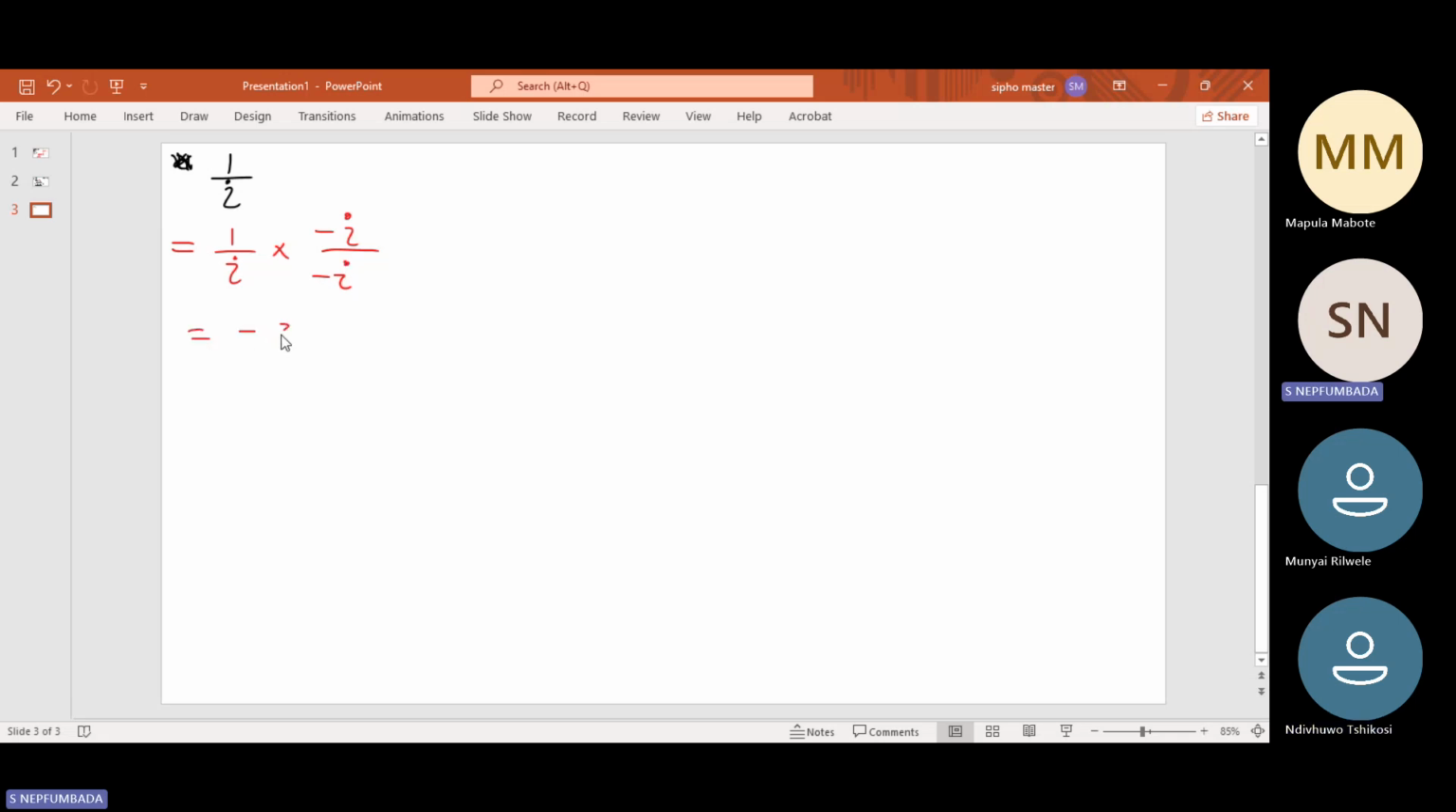Then this is going to equal negative i divided by negative i squared. What do you know about i squared? We know that i squared is equal to -1. Then this is nothing but negative i. Is it difficult?